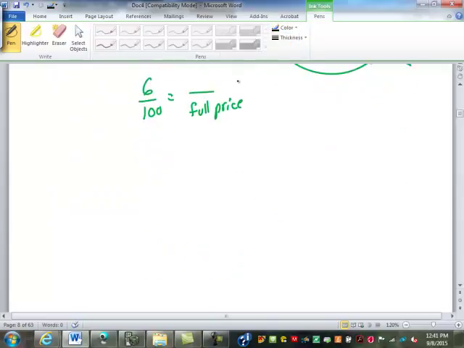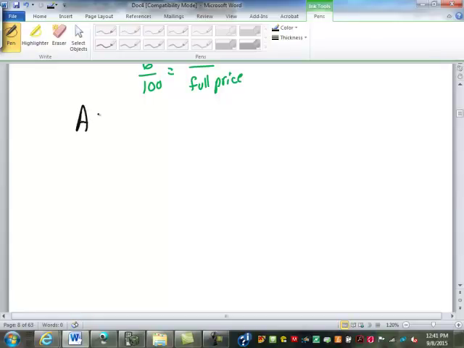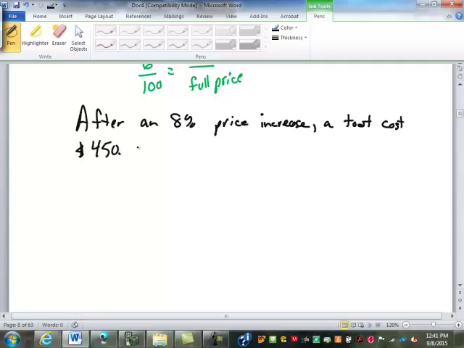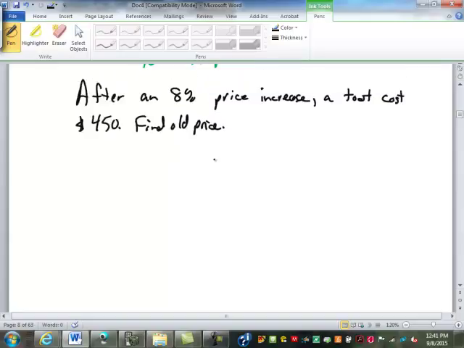Likewise, we could have a problem where we say, hey, after an 8% price increase, a tool costs $450. Find the old price. So I'll give you a second. See if you can find the old price of that tool after an 8% price increase puts it to $450.